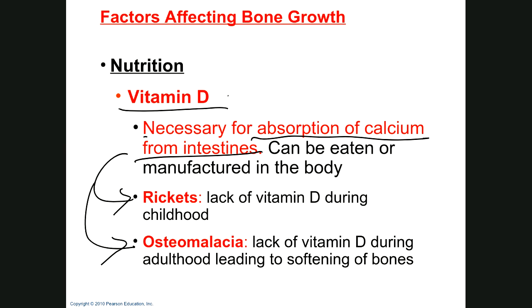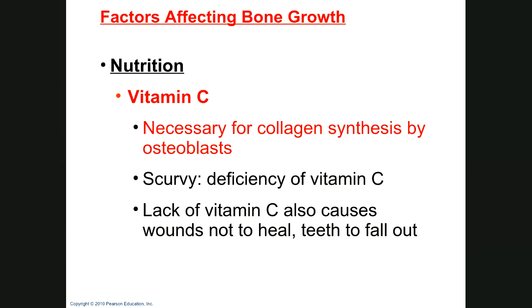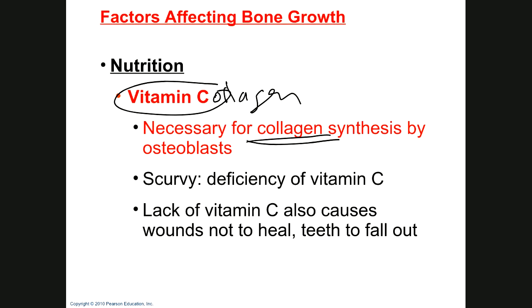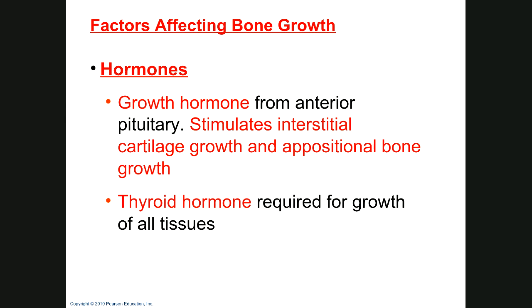As we age, we secrete less vitamin D. So osteomalacia is common in elderly patients. Aside from vitamin D, we also need vitamin C. Think of C for collagen, because vitamin C is needed for the production of collagen. Scurvy is caused by the deficiency of vitamin C, and that will give us weak bones, brittle bones.